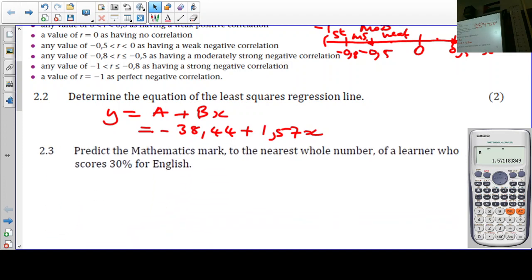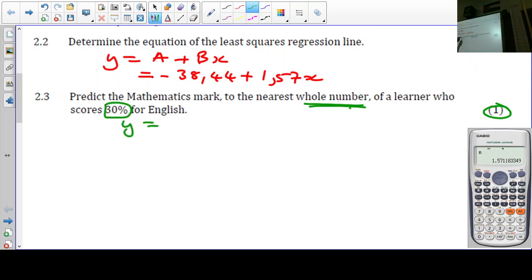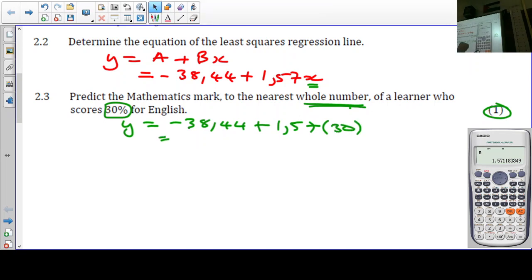Okay. Then in 2.3 we are told predict the mathematics mark to the nearest whole number. This explicitly says whole number, so if you don't put it in whole number, you can compromise your mark there. The English is 30%. Remember your English was x there, so it's negative 38,44 plus 1,57 times 30. Put that in the calculator. So you get negative 38.44 plus 1.57 times 30. So it's 8.66, which gives you approximately 9%.